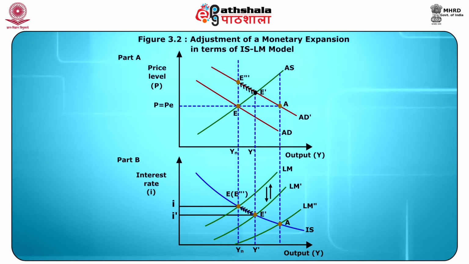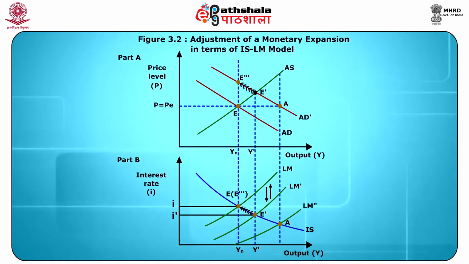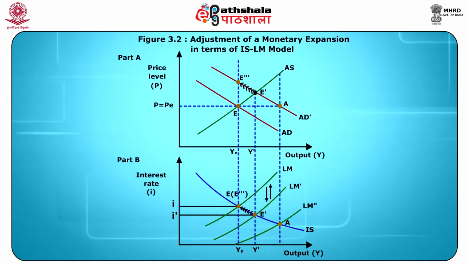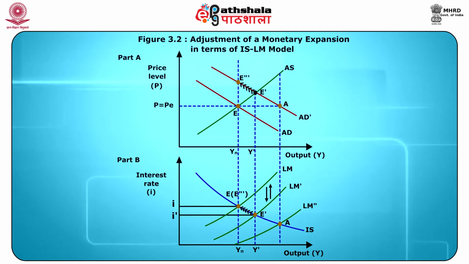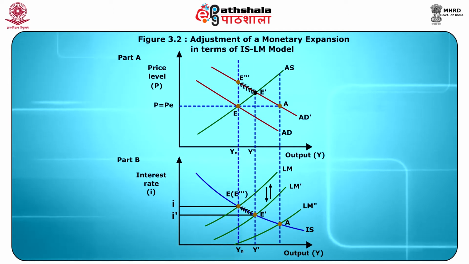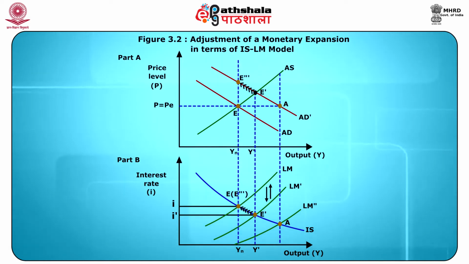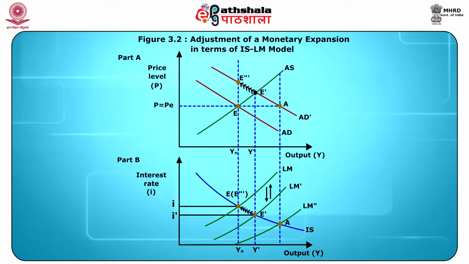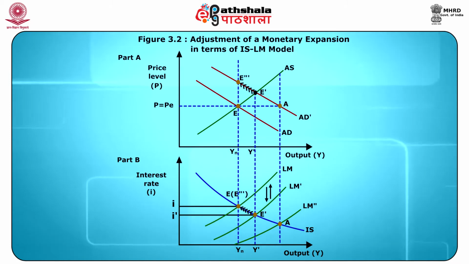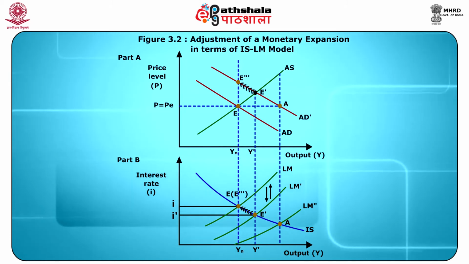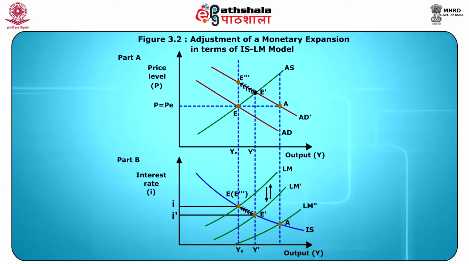In figure 3.2 part B, the point of intersection of the IS and LM is at E, which depicts the original equilibrium in part A. When nominal money supply is increased, it shifts the aggregate demand to the right. The corresponding shift is shown by the shift of the LM to LM dash. Notice that at point E dash in the ASAD framework, the price level increases along with an increase in money supply, partially offsetting the effect of the increase in the nominal money supply. As a result, LM shifts from LM to LM dash and not to LM double dash.